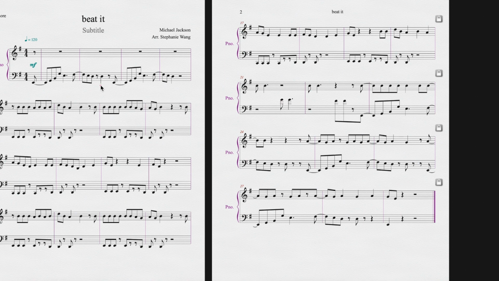So as you can see here, it looks a little bit weird because I have the 8th rest here, and then a quarter note, and then an 8th rest. So it's really important to separate the beats. So we're in 4/4, so we need to separate them into 4 beats.